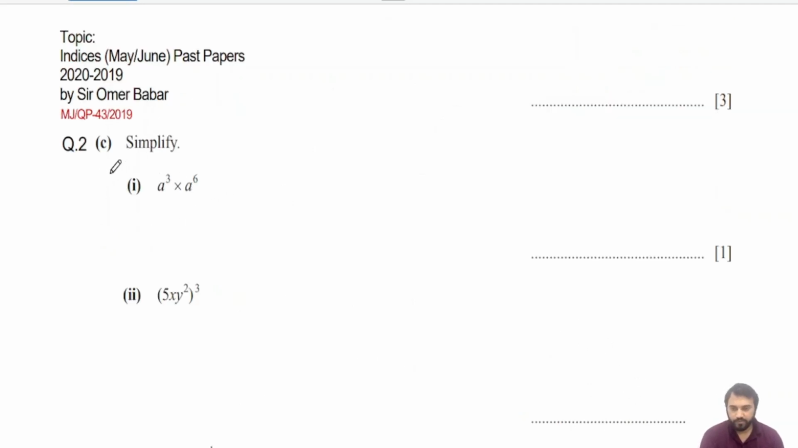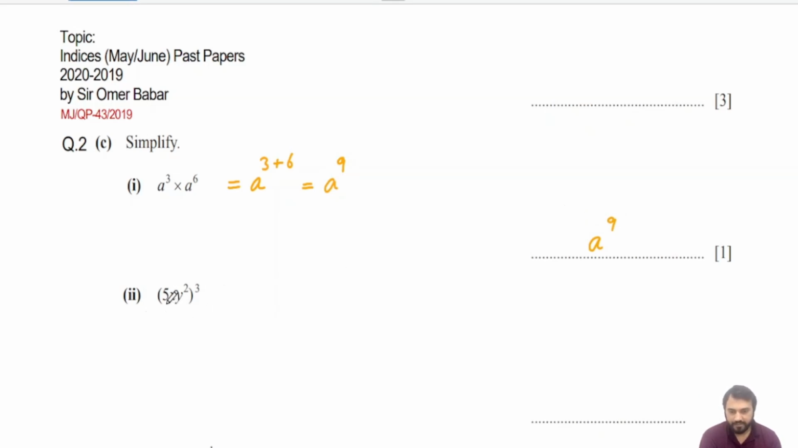Okay, our final question is question 2, that says simplify a raised to power 3 into a raised to power 6. It appeared in 2019. The question paper was 4 and the variant was 3. So we just write one time base and add the powers. 3 plus 6, that makes 9. So answer to this question is a raised to power 9.